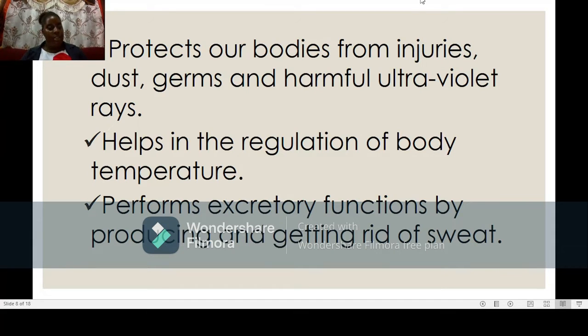Okay? Next, we have the skin regulates our body temperature, and this is so that when the place is hot, we produce perspiration, or sweat as some of you may call it, to cool us down, right? Next, we have perform excretory functions by producing and getting rid of sweat. Okay?